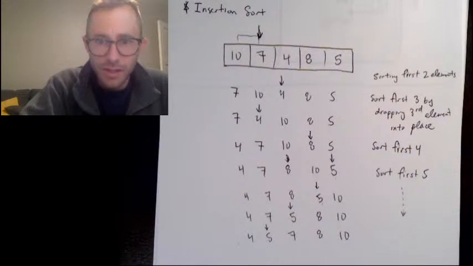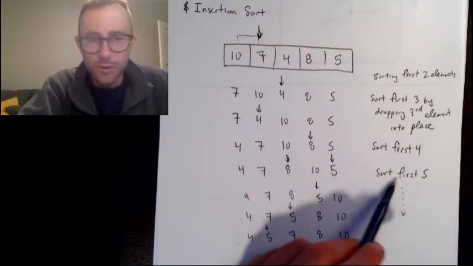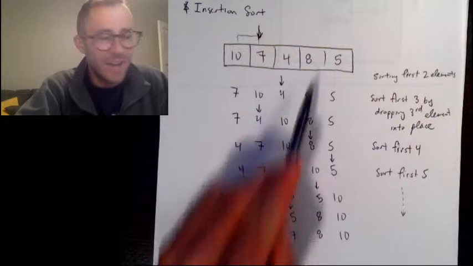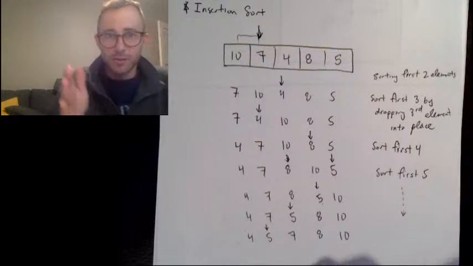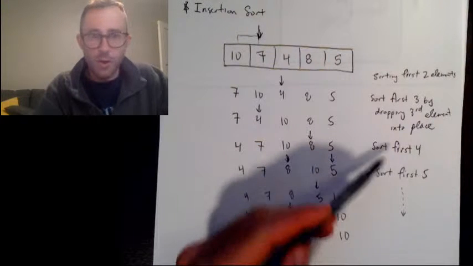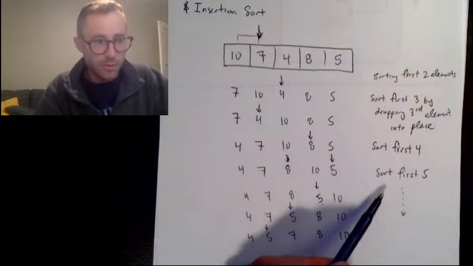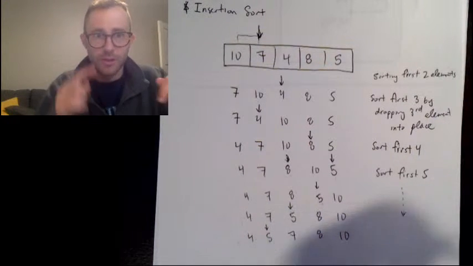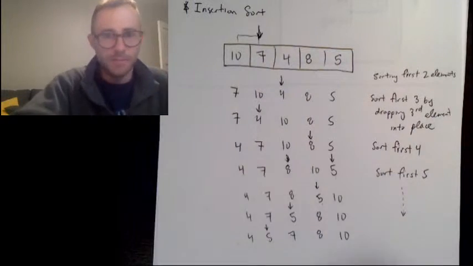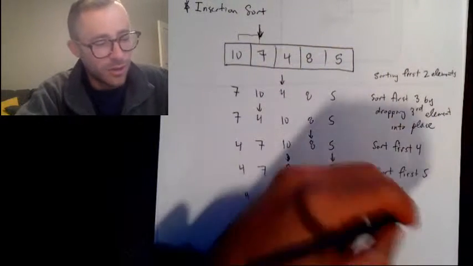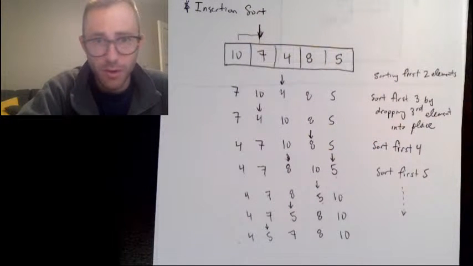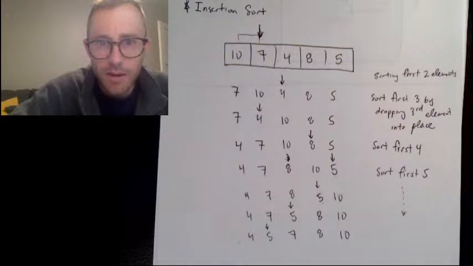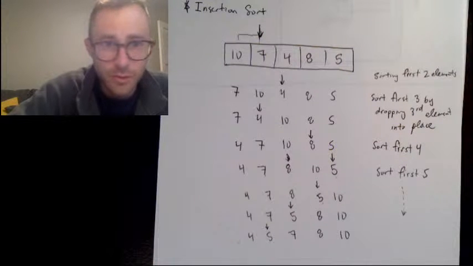Notice how whenever you sort the first 5 elements, you take the last one and drop it into place, because the first 4 have already been sorted. So all we have to do is put the 5th one into place, by just swapping it. And you keep doing that until you get to the end of the array, however long your array is. So that is called insertion sort.